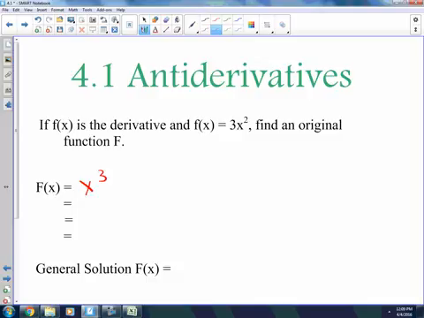Can anybody come up with another answer? Yeah. Oh, it's probably like a third or whatever. Not square root, but. Oh, I know what you're saying. Not quite on this one. Anything else we could have derived to get 3x squared?